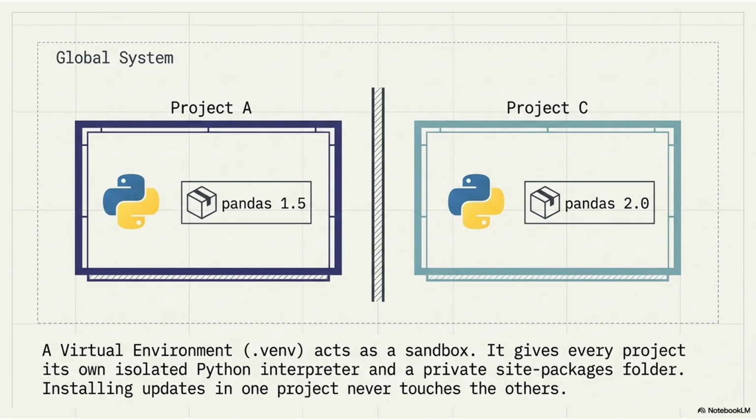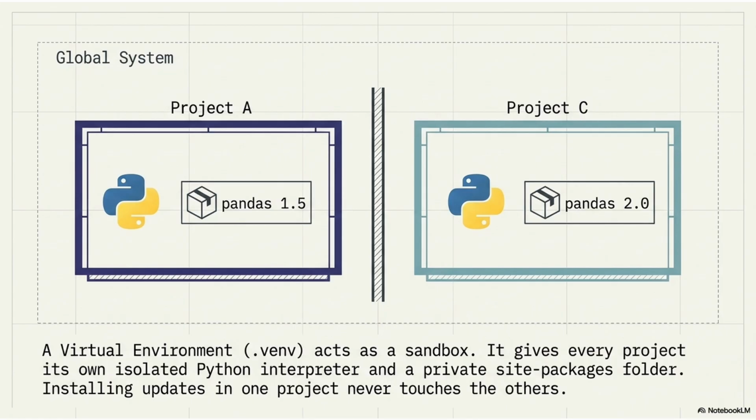This slide shows the solution. A virtual environment acts as a sandbox, an isolated box containing its own Python interpreter and its own private site-packages folder. The diagram shows Project A with Pandas 1.5 in one box, and Project C with Pandas 2.0 in a separate box, both sitting inside the global system without touching each other. The key sentence on this slide is: installing updates in one project never touches the other. This is the fundamental guarantee that virtual environments provide. Each project gets its own contained universe.